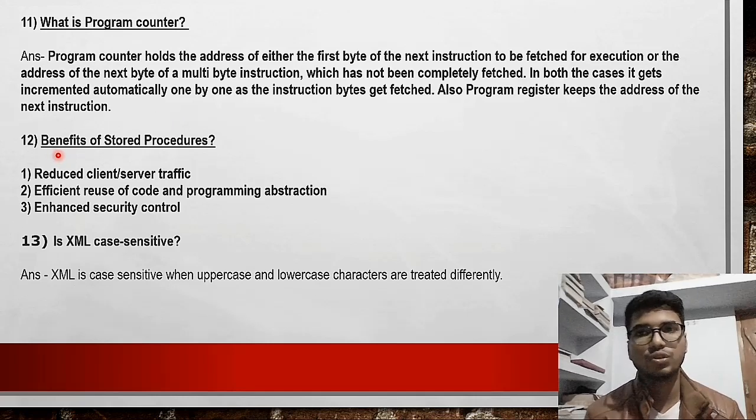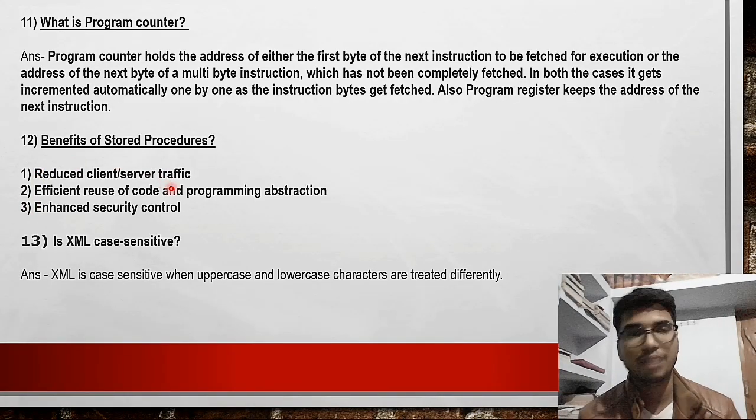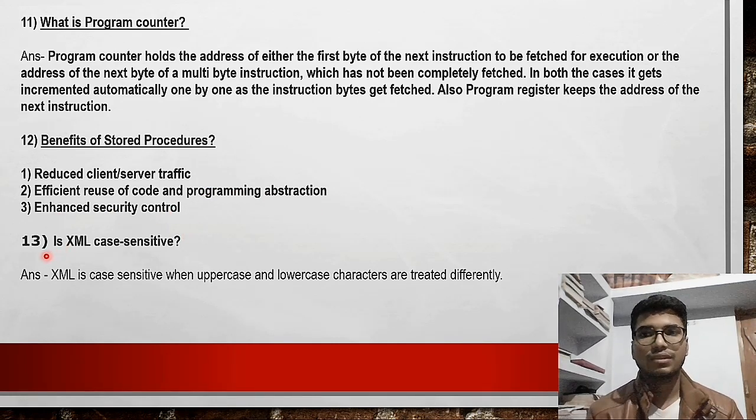Next question is, benefits of stored procedures. Okay, that's the answer. The benefits are: it reduces the client server traffic, efficient reuse of the code and programming abstraction, enhanced security control. Question number 13, is XML case sensitive?